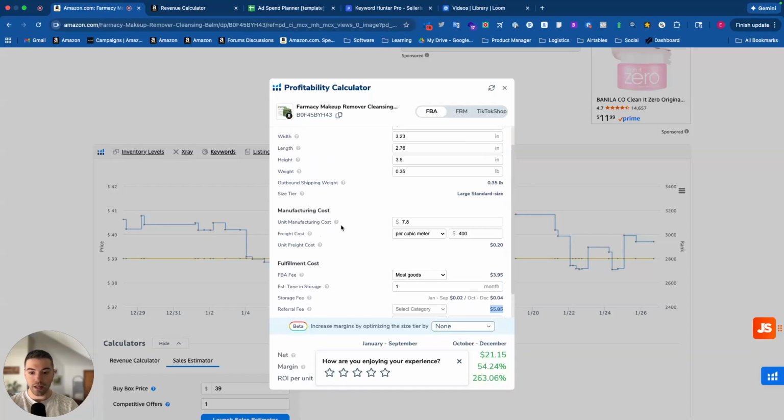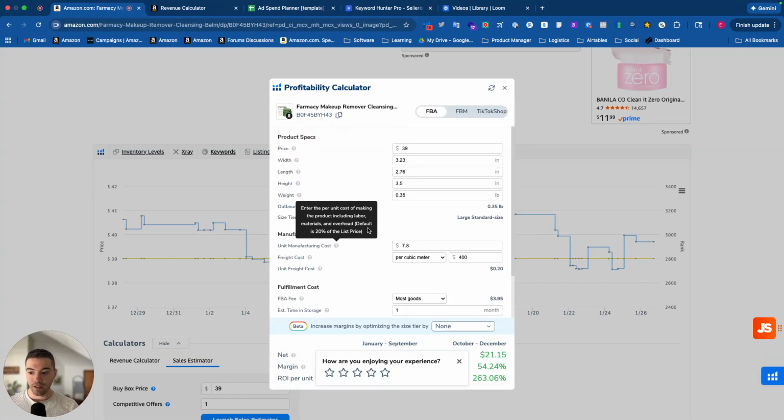You'll notice here that it also says the unit manufacturing cost is $780. If you hover on this, the default is just 20% of the list price. So the tool doesn't actually know what the cost is to source the product. It just assumes 20%. And if you're in a category like skincare or supplements, it's probably less than 20%. The markup is usually higher. So yeah, 780, probably not accurate.